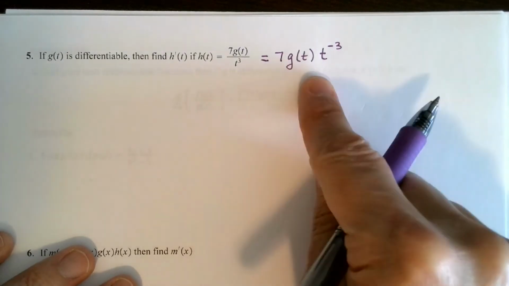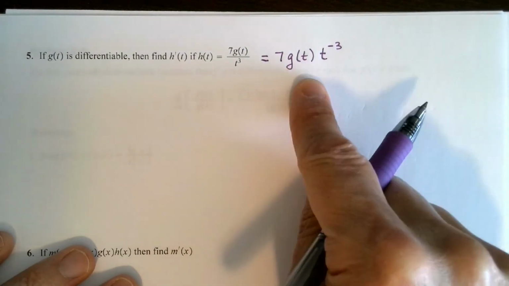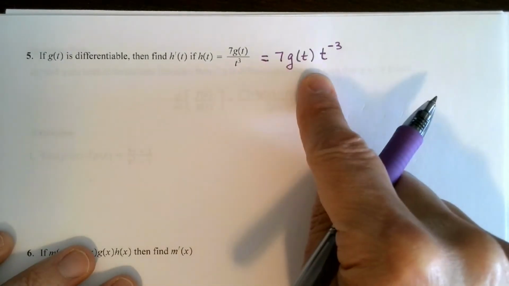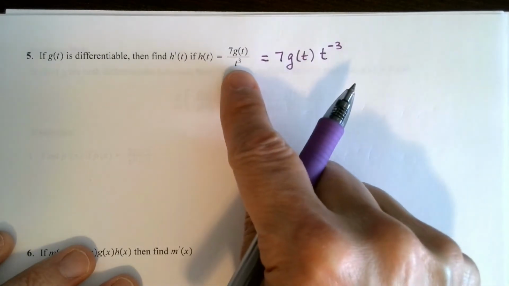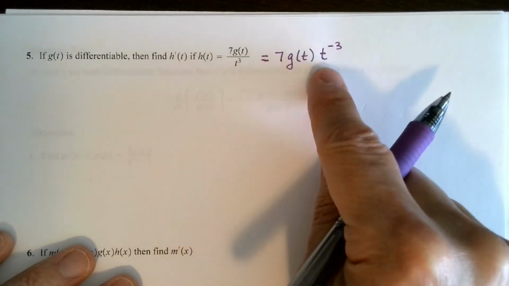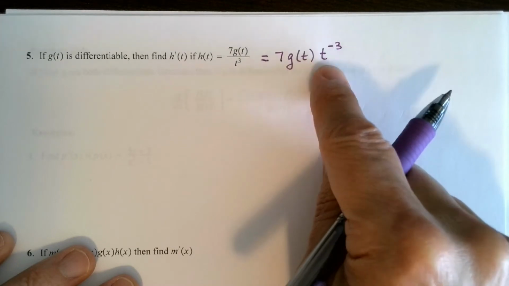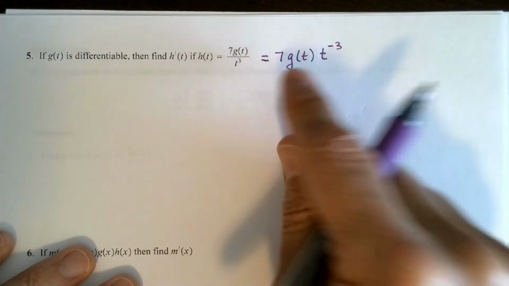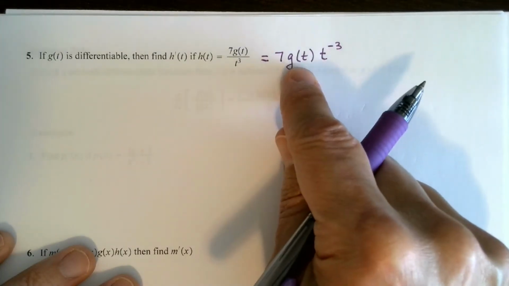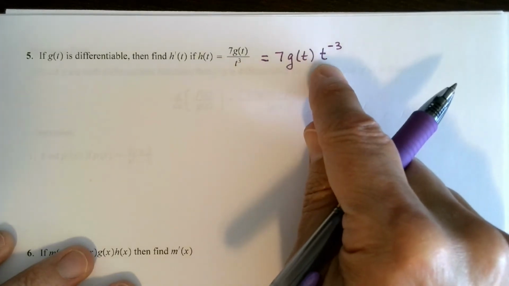So again, 90% of what we do here is algebra. You've got to be able to do this sort of thing very quickly. So notice dividing by t cubed is the same as multiplying by the reciprocal, t to the negative third power. And now it is a product. It's g of t times t to the negative third power.